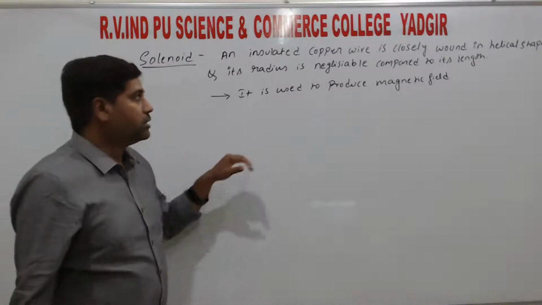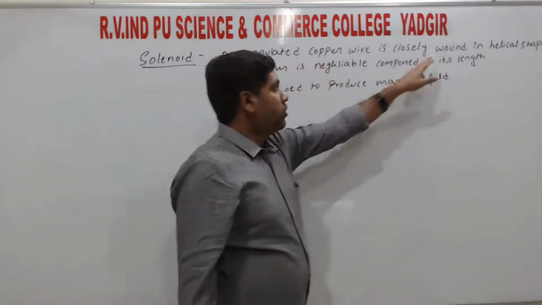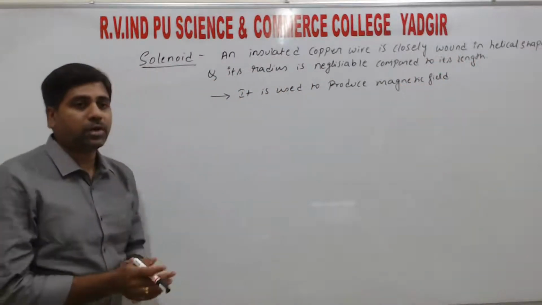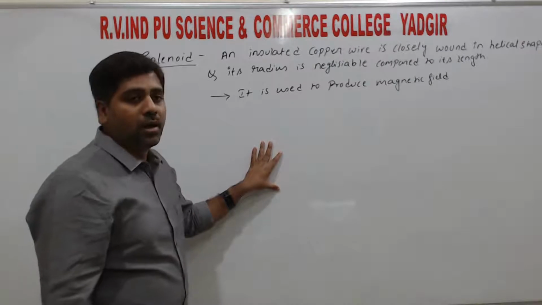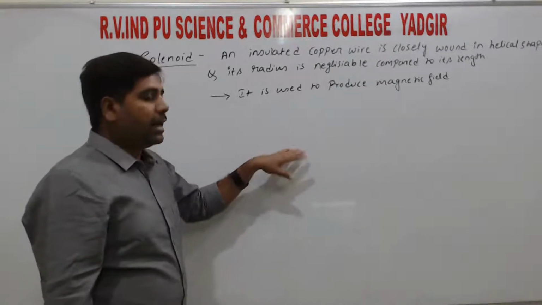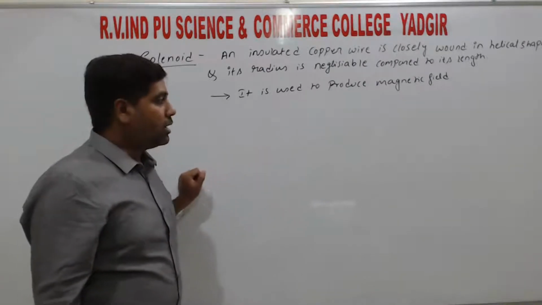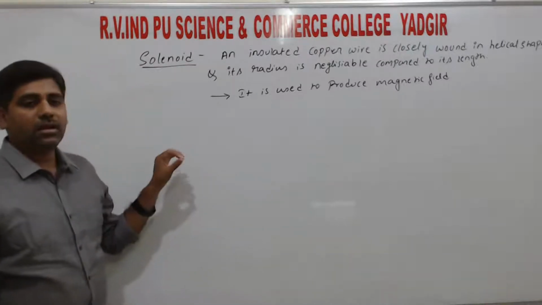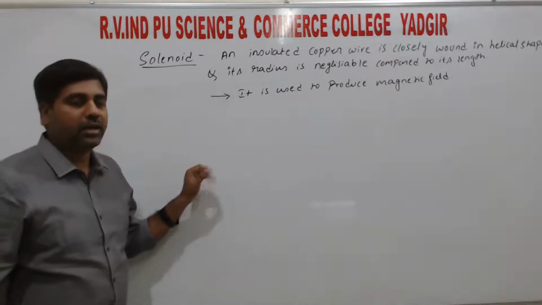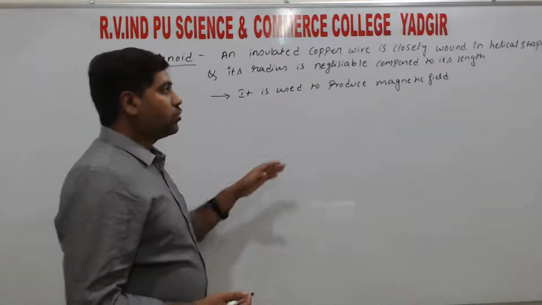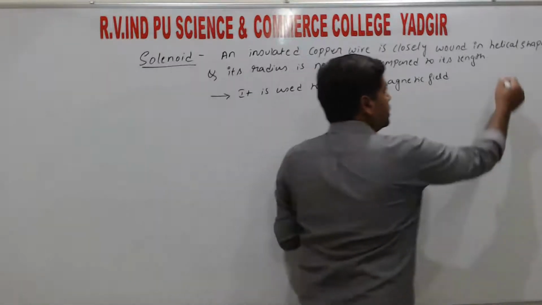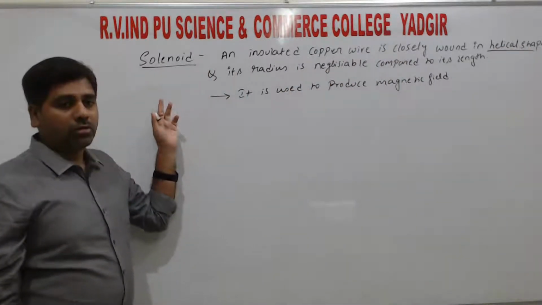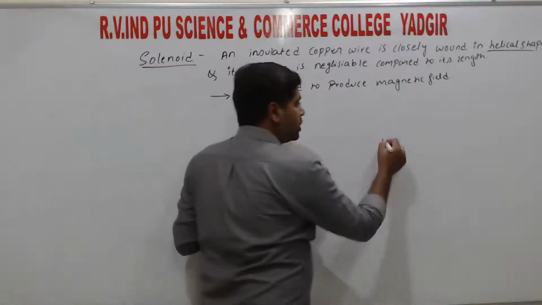So how do we construct it? Insulated copper wire is wound in the helical shape. We also discussed the helical shape in the last class: when a charge enters a magnetic field, it traces a helical path. That means when it enters at other than 90 degrees, a charge moving with some velocity traces a helical path. Similarly, when wire is wound in a helical shape, we call it a solenoid, right?